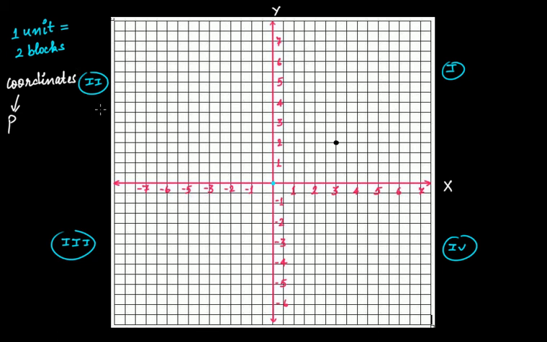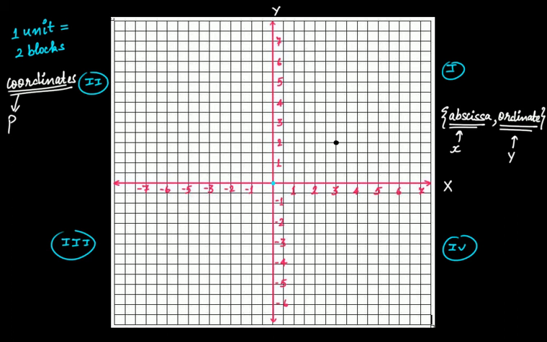And each coordinate has 2 parts. One will be abscissa and one will be ordinate. Abscissa and ordinate. Each coordinate has 2 parts, abscissa and ordinate. Abscissa tells us the x coordinate. Don't worry, I'll explain it in a very simple way. This tells you about the x coordinate and this tells you about the y coordinate. You have to tell the position of this point P. It means that you have to tell the coordinates of this point P. The coordinates have 2 parts, abscissa and ordinate. Abscissa tells you the x coordinate and ordinate tells you the y coordinate.